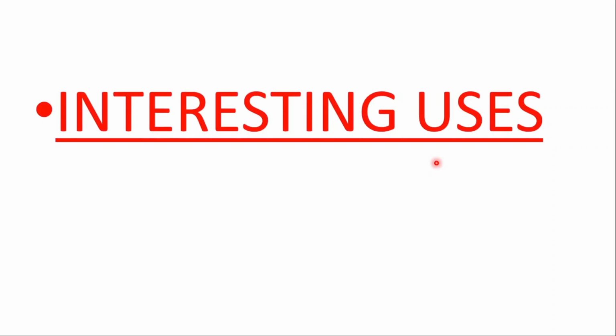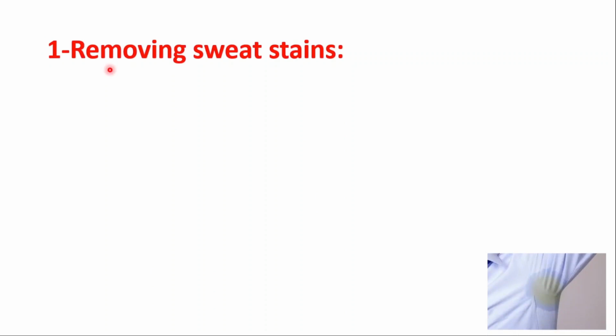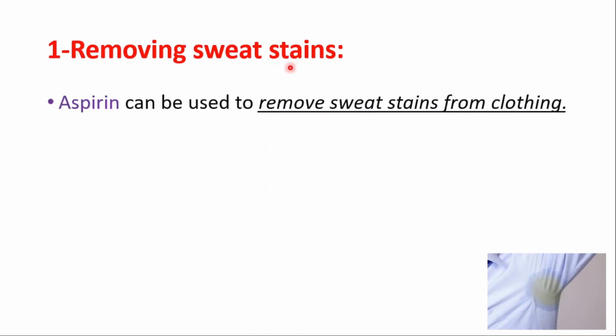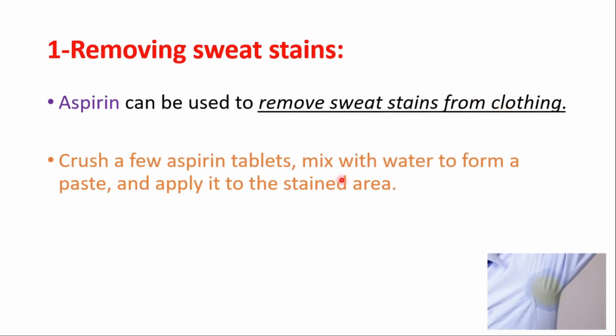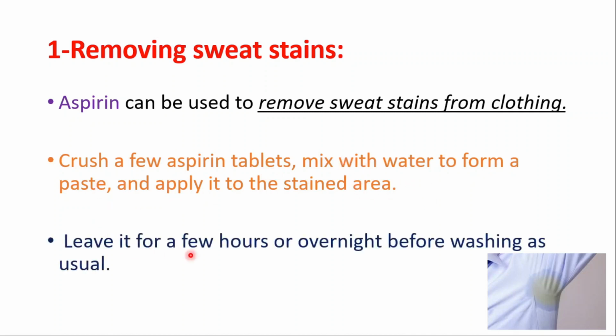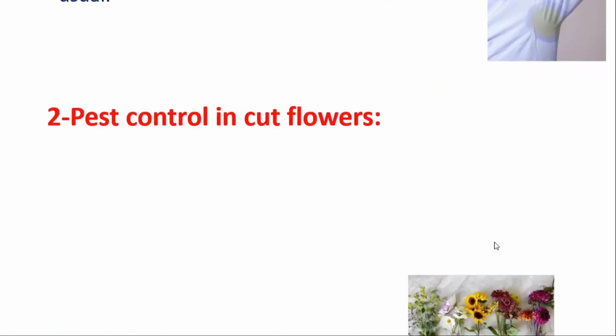Now we will talk about interesting uses of aspirin briefly. Number 1, it's used in removing sweat stains. Aspirin can be used to remove sweat stains from clothing. Crush a few aspirin tablets, mix with water to form a paste, and apply it to the stain area. Leave it for a few hours or overnight before washing as usual.